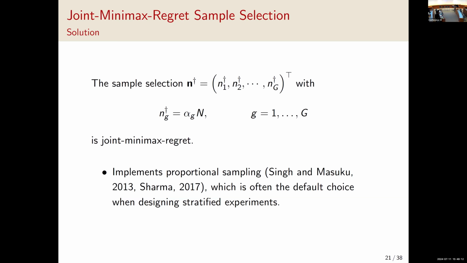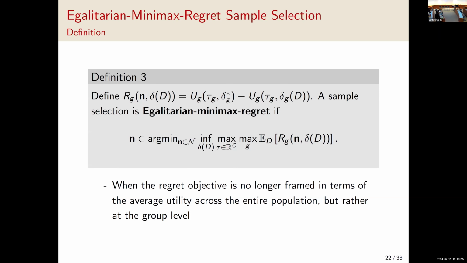Finally, we look at an egalitarian Minimax-Regret sample selection motivated by the egalitarian social welfare that I mentioned earlier at the beginning of the talk. So we say a sample selection is egalitarian Minimax-Regret if this sample selection together with the decision rule minimizes the maximum expected regret in the worst off group. So this is the case when the regret objective is no longer framed in terms of average utility, but rather at the group level. And we hope to provide an upper bound on how bad the regret can get for everyone in this population.